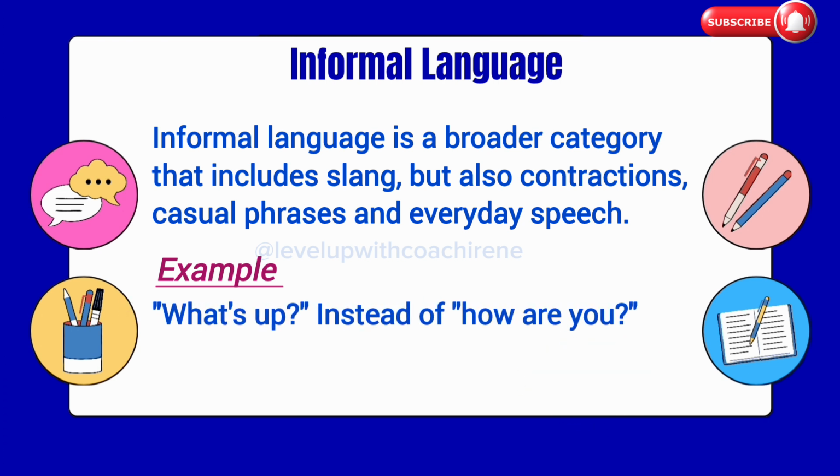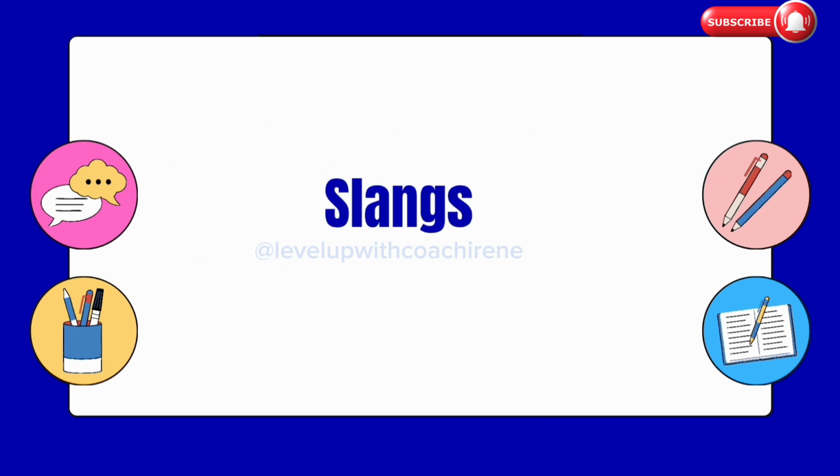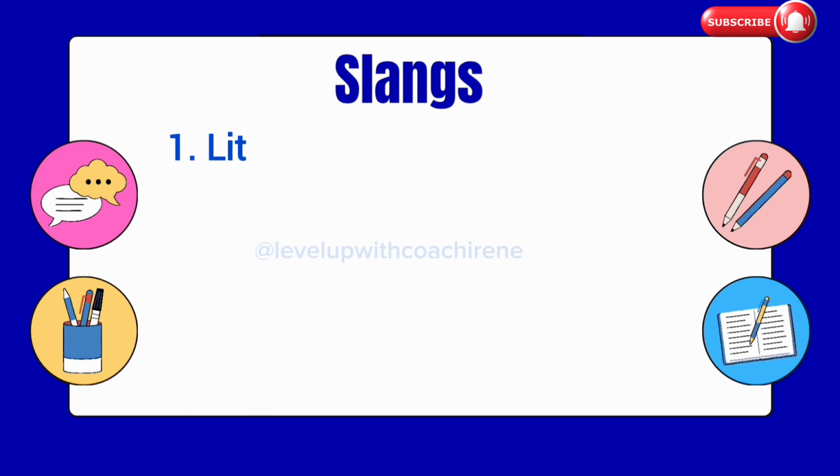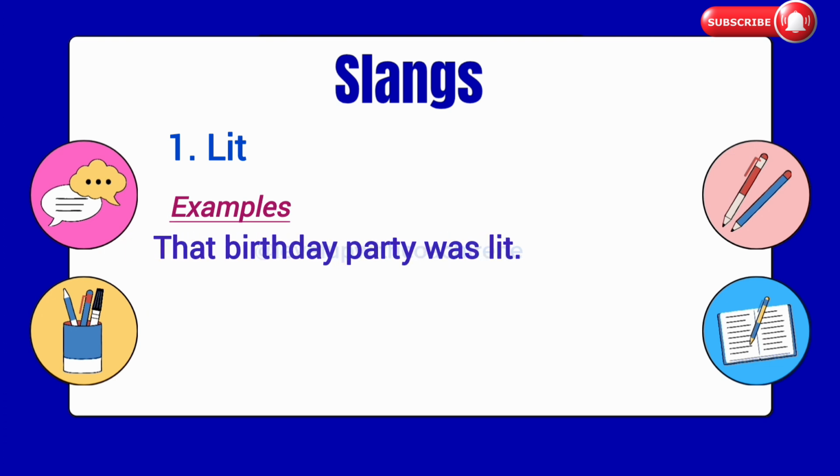Moving on, let us look at some slang examples. There are thousands of slang words, and they vary by region, generation, and subculture. Let's look at some of them used in everyday conversations. Number 1, lit, meaning exciting or amazing. For example, that birthday party was lit.